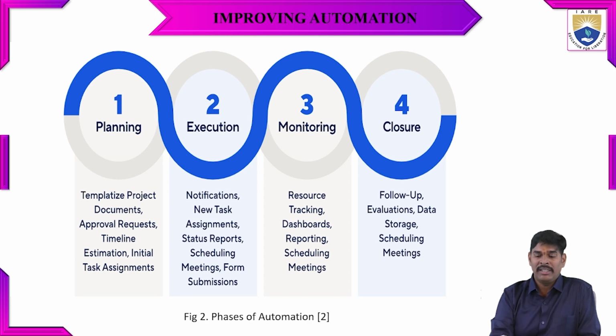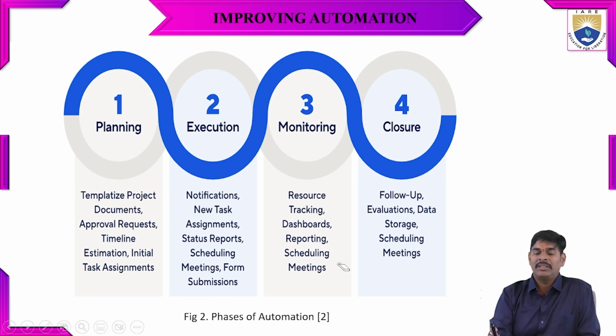Next one is monitoring. So in the monitoring, the resource tracking will be there. Okay. What is the allocation of the resources? So the efficient resource utilization by the automation tool will be very helpful to the projects. And dashboards, reporting, scheduling meetings will be monitored by the project manager.